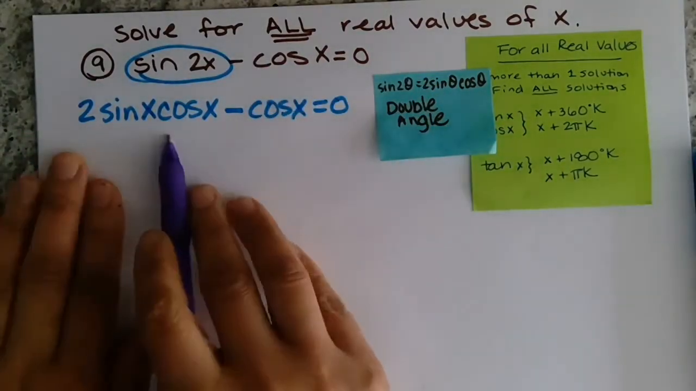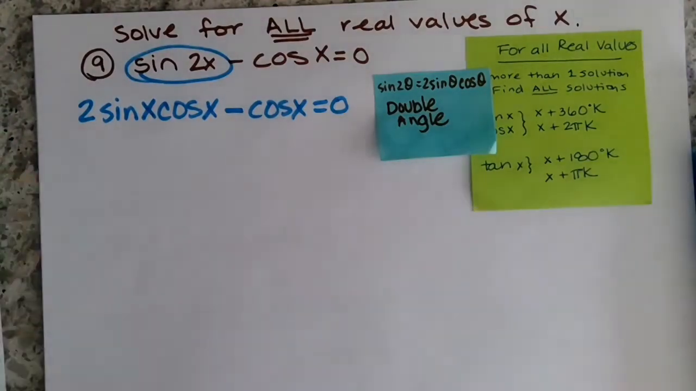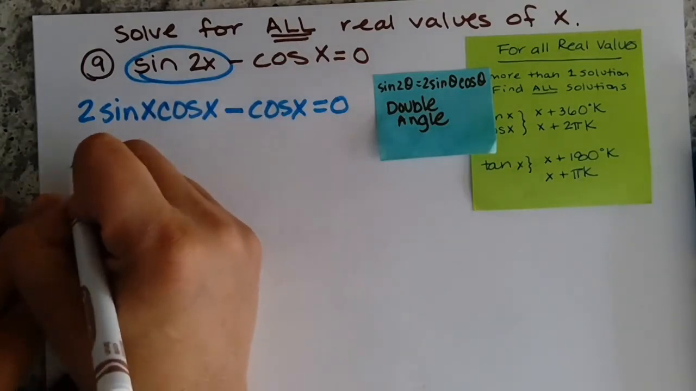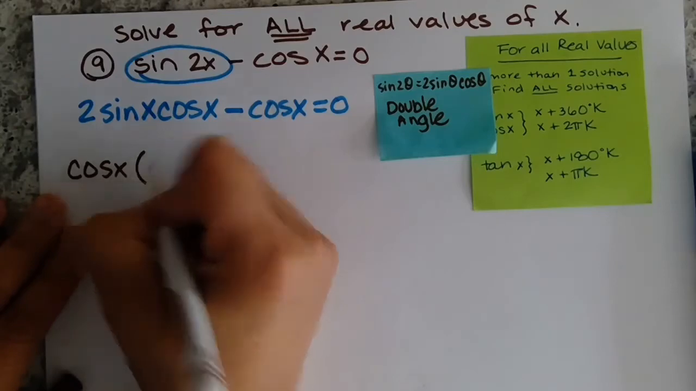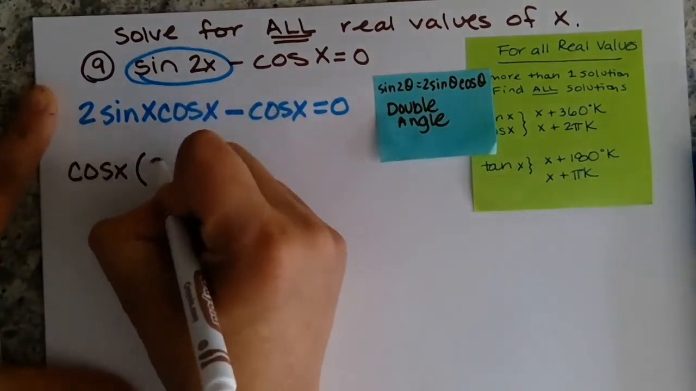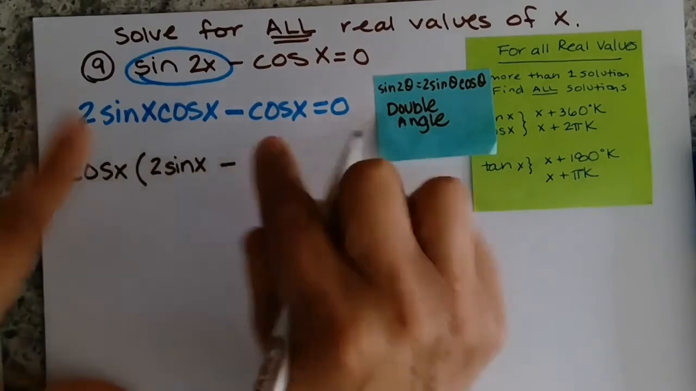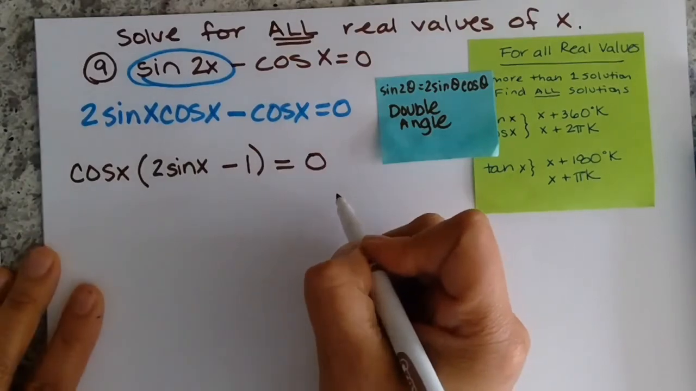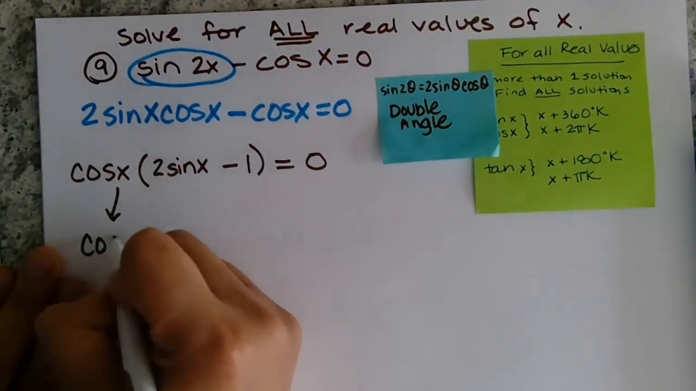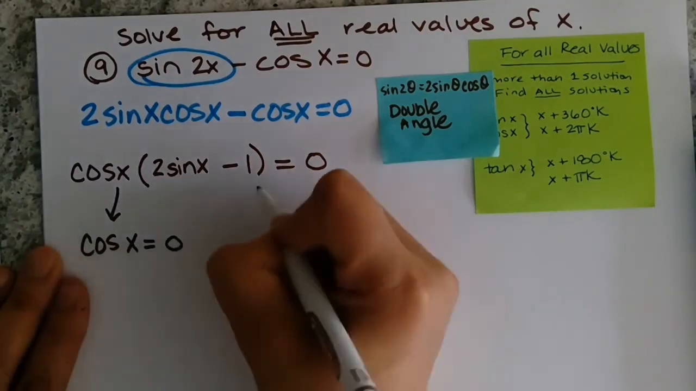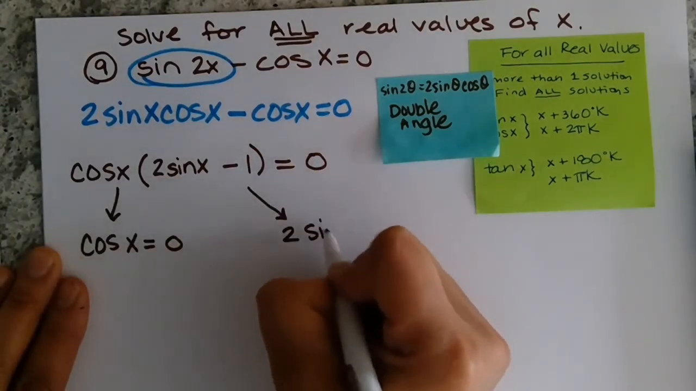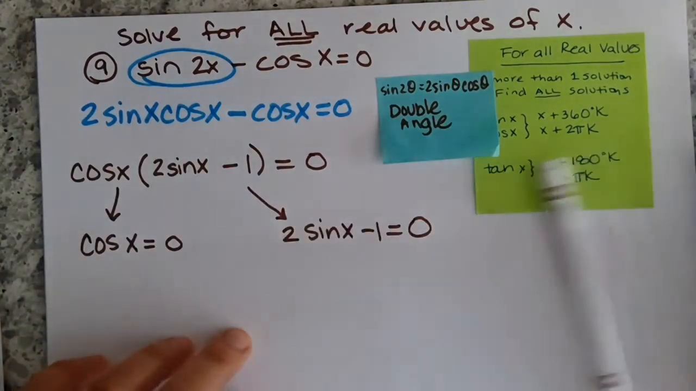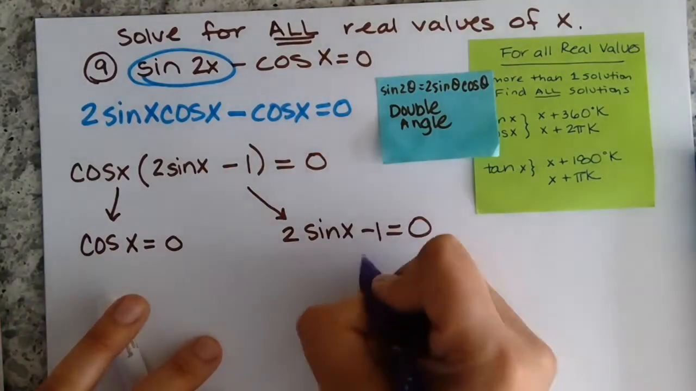So now I'm trying to see what I can do with this. Well, it turns out that cosine is on both of these, so we're going to factor cosine of x out. Cosine of x times what would give you this? 2 sine of x minus 1. Cosine times what will give you this? 1, equal to 0. So now you're going to set this equal to 0. Solving this, add 1, divide by 2.